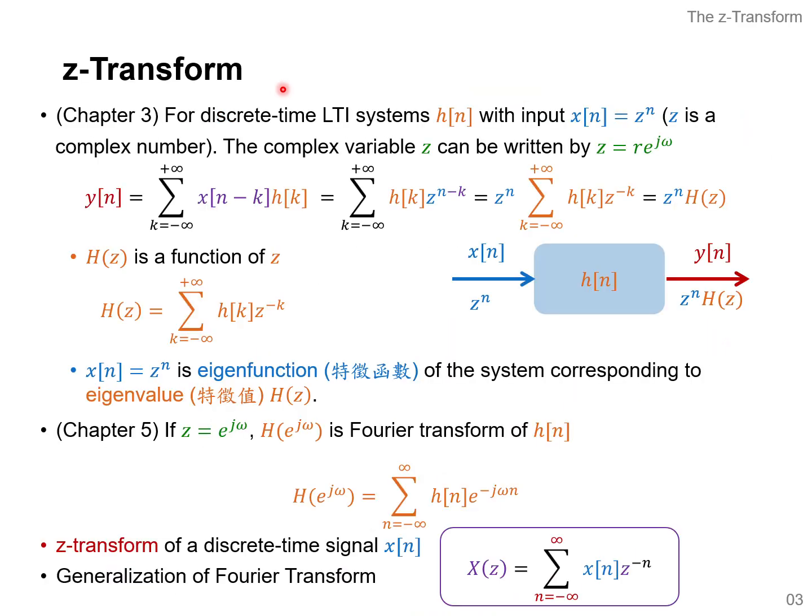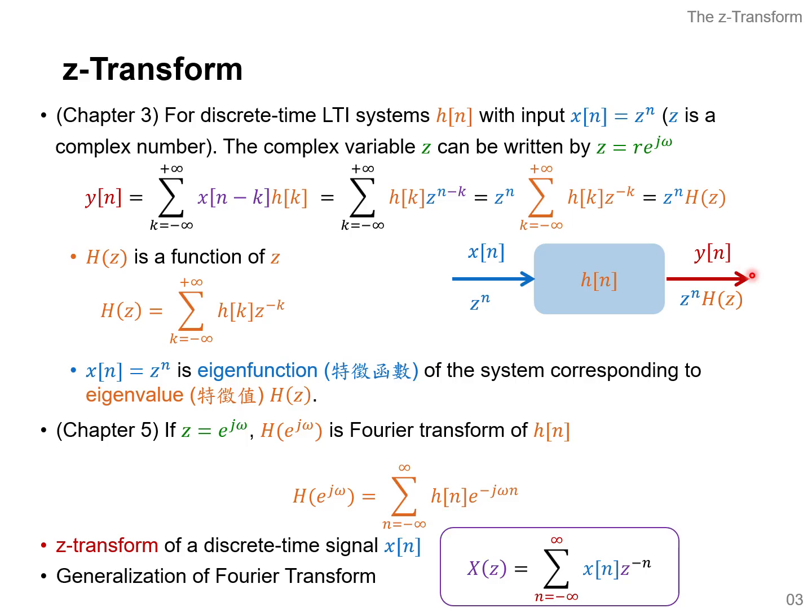We use the Z transform to study discrete time LTI systems. It is a tool that extends the Fourier transform. It helps us solve more general problems in signal processing. We first saw the Z transform in Chapter 3. In a discrete time LTI system, we write the input as this, Z to the n. Here Z is a complex number. Z equals R times e to the j omega.